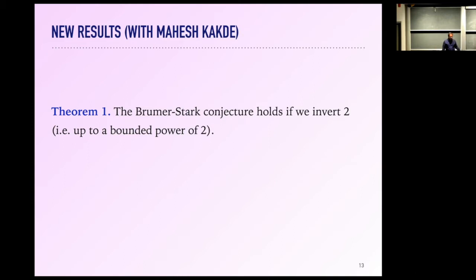Okay, but well, the theorems that I want to announce today. The first theorem is that the Brumer-Stark conjecture holds as long as you invert 2. So it lives in this Z lattice tensored with Z[1/2]. So you have to allow yourself a denominator of 2. And I can say a little bit about the denominator of 2. I think I mentioned this in my talk yesterday for those of you that were there, that the power of 2 is a bounded power of 2. And I can say a little bit about what that bound is.